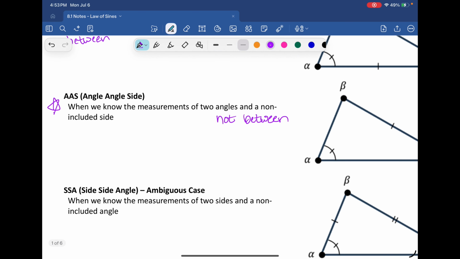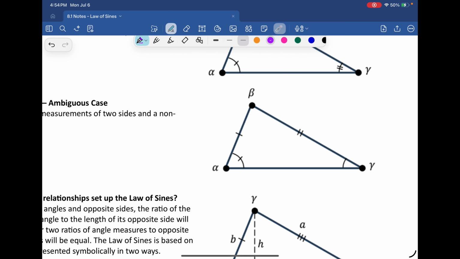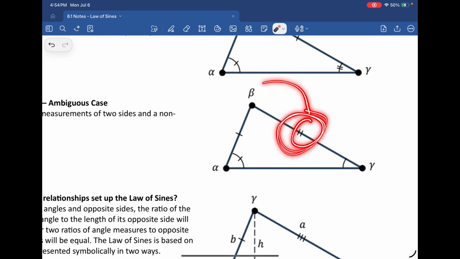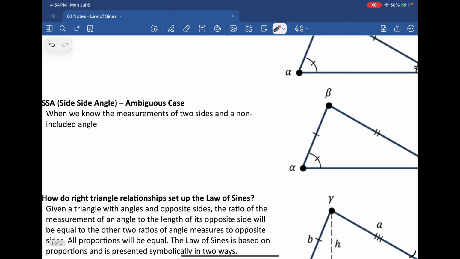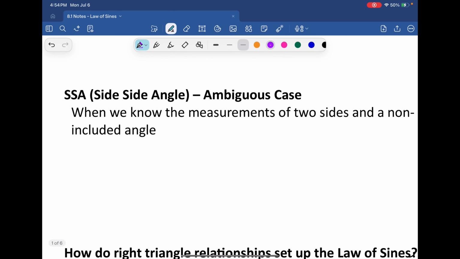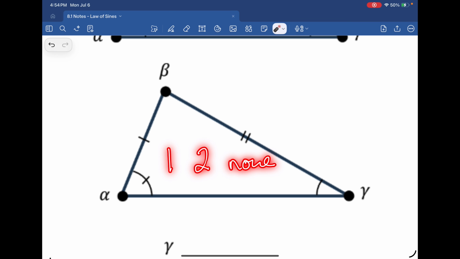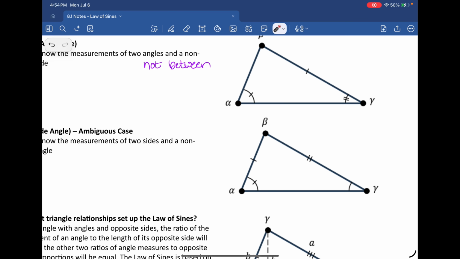Then we have something called the ambiguous case. That is side side angle. This one's a little different: we know two sides instead of two angles. We have our side here, we have another side, and we have a non-included angle. This presents a problem because that third side, the side that we don't know, could cause one triangle, two triangles, or no triangle at all. And we'll get to that in a minute.